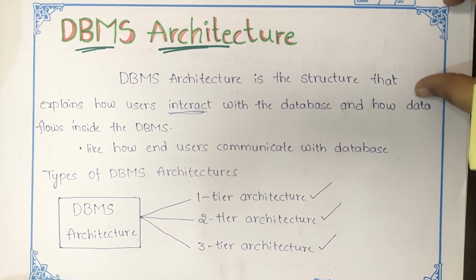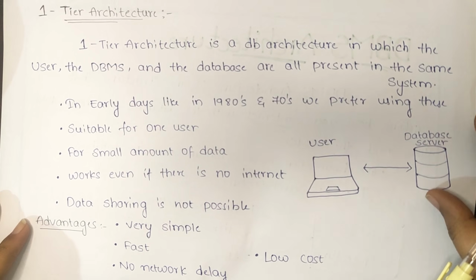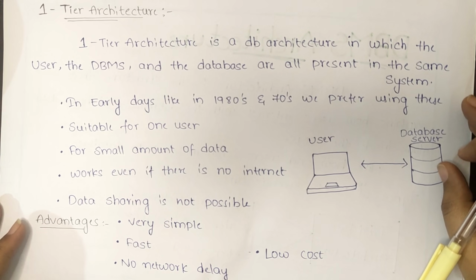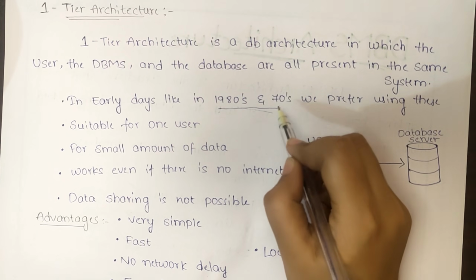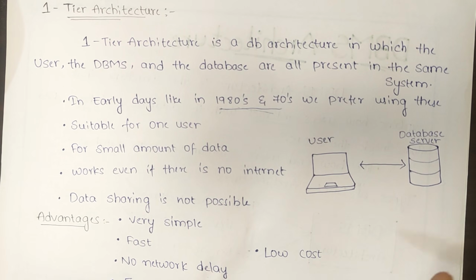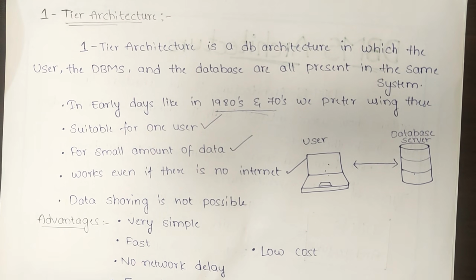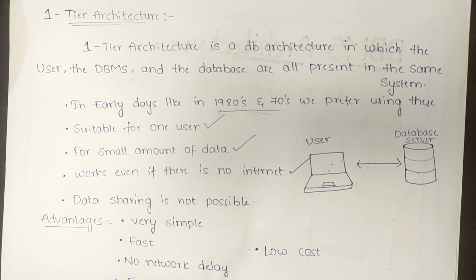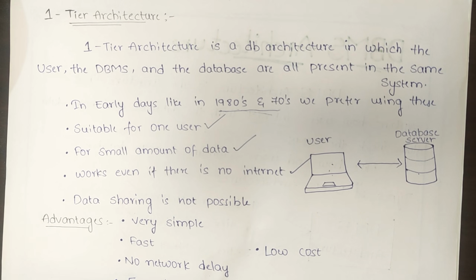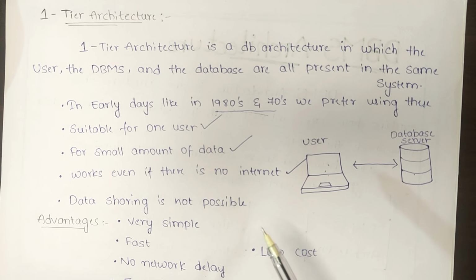Let's go to one-tier architecture. In one-tier architecture, the user, DBMS and database are all present inside a single system. In earlier days, like in the 1970s and 1980s, we didn't usually have large websites. One computer was used by one person. Since everything is inside one computer, only one person can use it. It is suitable only when the amount of data is very small. Even if there is no internet connection, we can still use it because everything is stored locally.